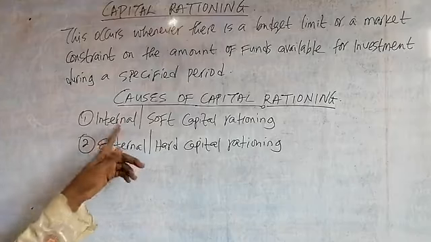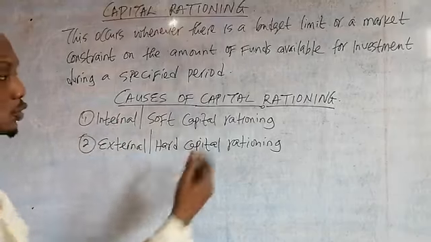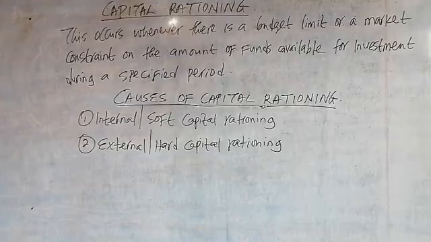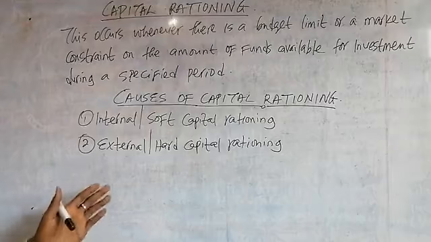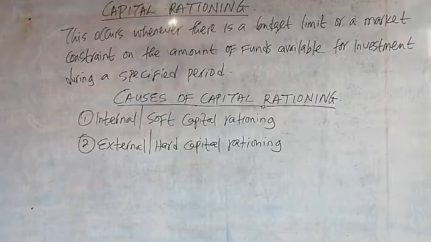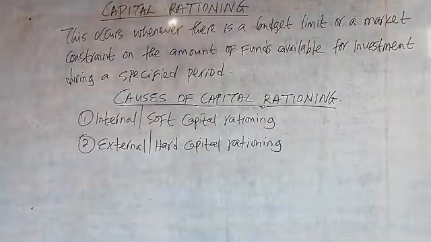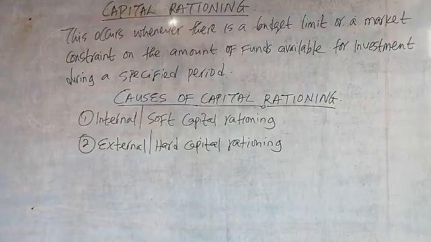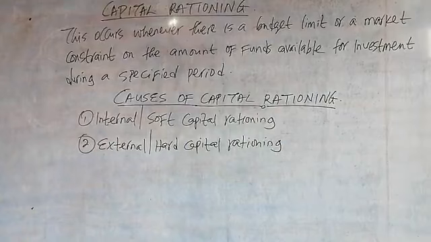But the management may tend not to dilute control, because going out to source funds, either by equity or by debt, by debenture, means the company is diluting its control. And the company may not want to dilute control. By that, there will be a restriction on the capital available to invest, or a restriction on investment in projects.